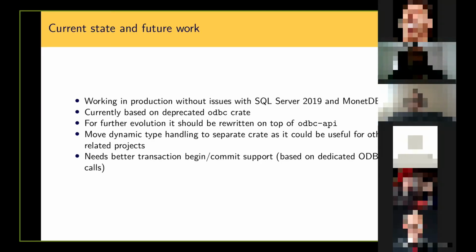Also, I was thinking about moving this dynamic type handling for SQL types into another crate, especially if you wanted to do this rewrite, because then it would be in your way, and I think it could be a nice generic thing for others to use. As part of this, you could also improve transaction begin and commit support, because right now I just hard coded what the begin and the commit are, which can be different for different databases. But there is an ODBC handle for that, a function that you can call, but it was not exposed in the version I used back then. So that was a workaround.